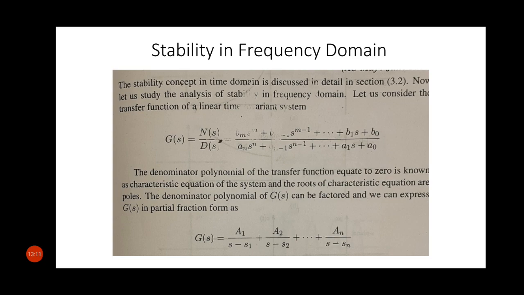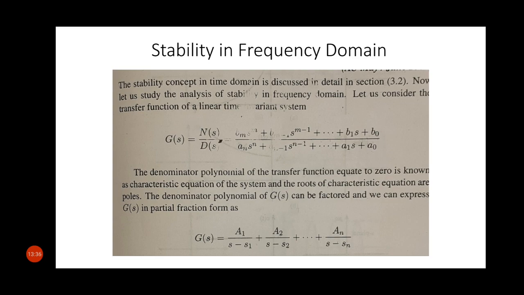The denominator polynomial of G(s) can be factored, and we can express G(s) in partial fraction form like this: G(s) equals A1 divided by (s minus s1) plus A2 divided by (s minus s2) plus ... An divided by (s minus sn), like this.